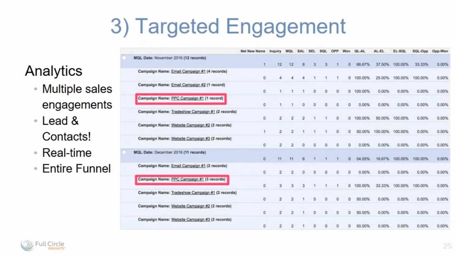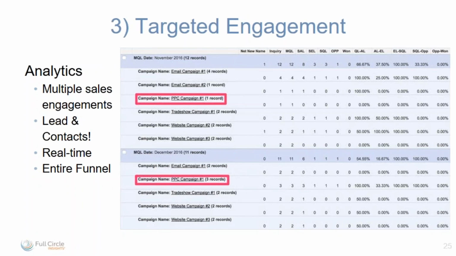One, in an account world, you have a set number of contacts to work with. Thus, we need a model that can account for multiple sales engagements. Second, we ideally would be able to report on both leads and contacts, which can be quite challenging in Salesforce. And lastly, the reports would ideally be real-time and report across the entire funnel. On the right of your screen, you can see a report run using full circle response management that does just that. This empowers us as a marketing team to know which mix of programs result in the best sales engagements for our sales team and adjust our programs to result in more of those engagements.